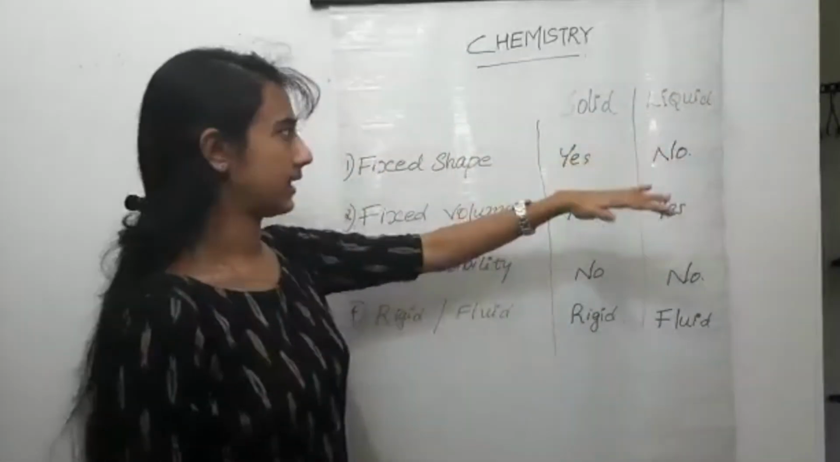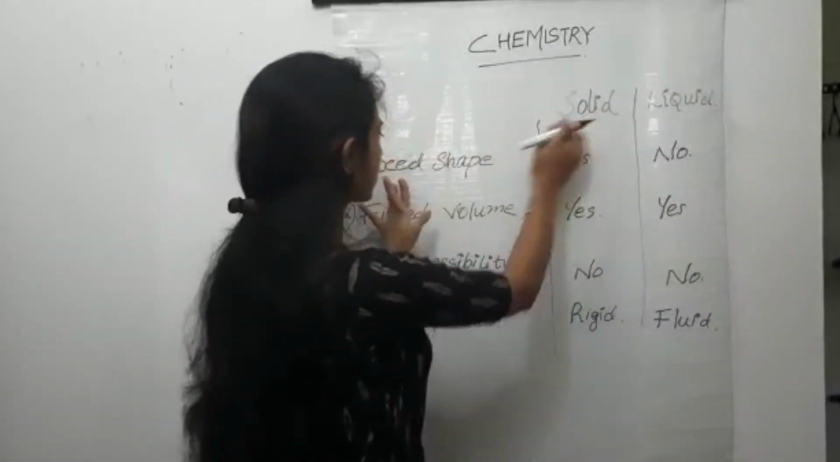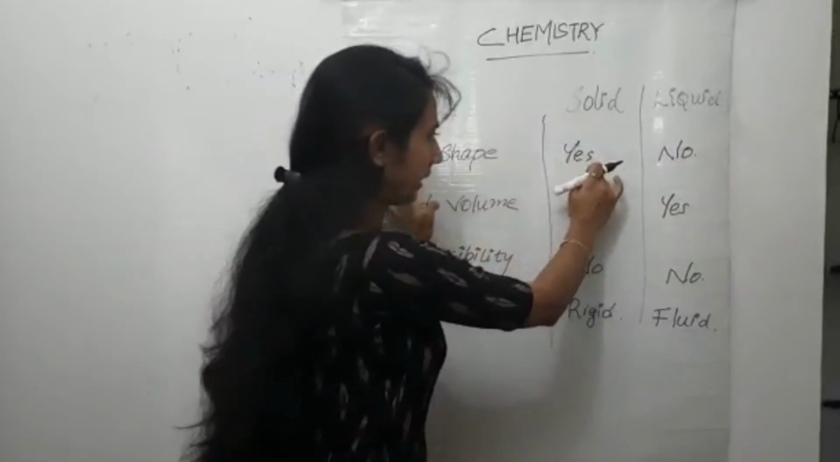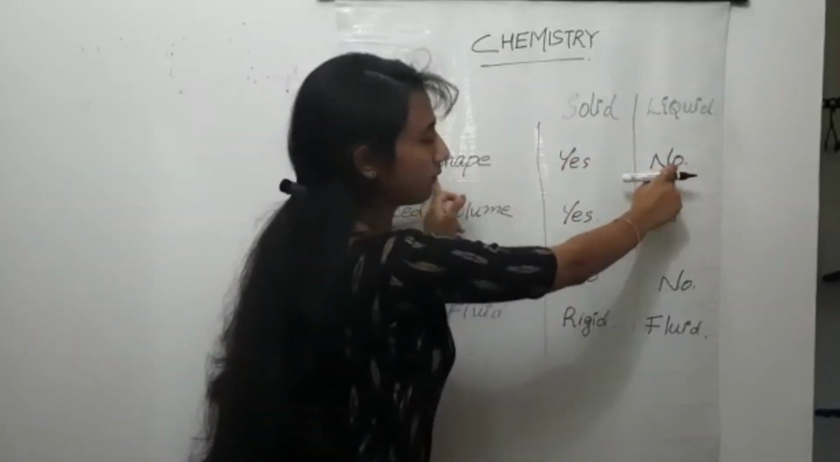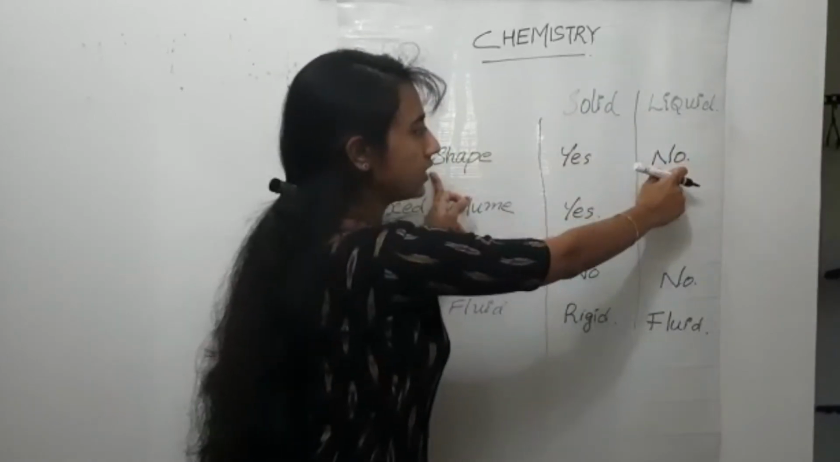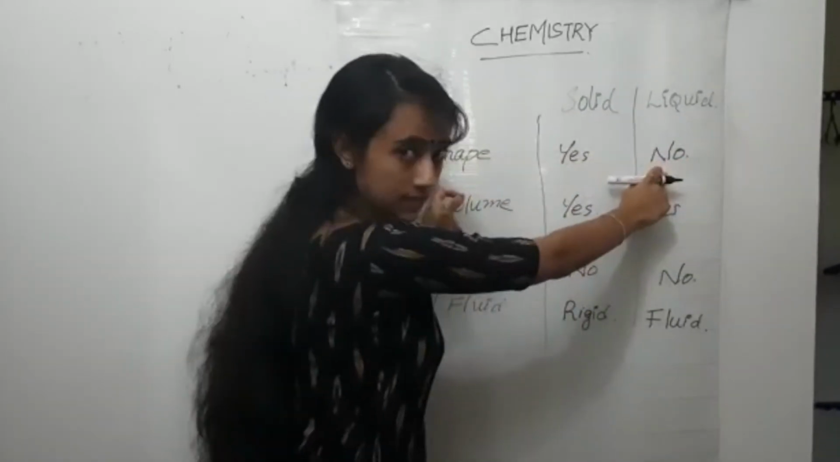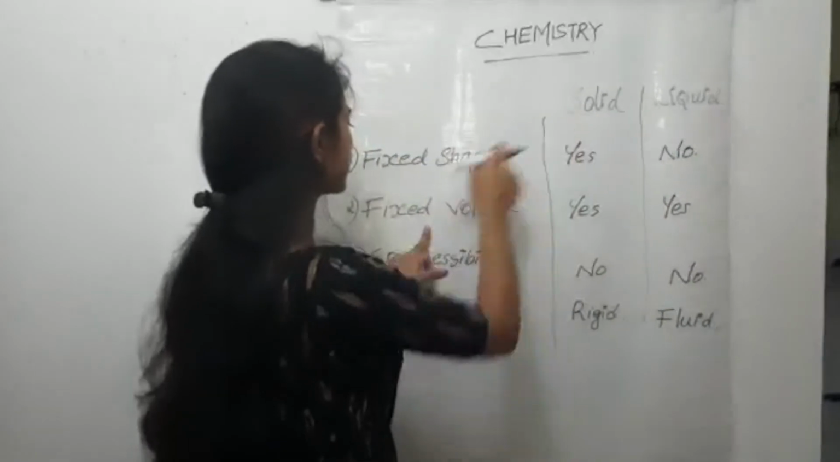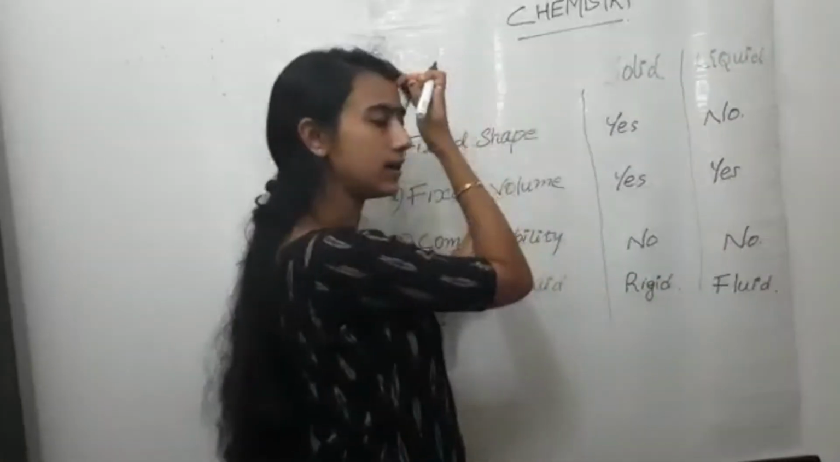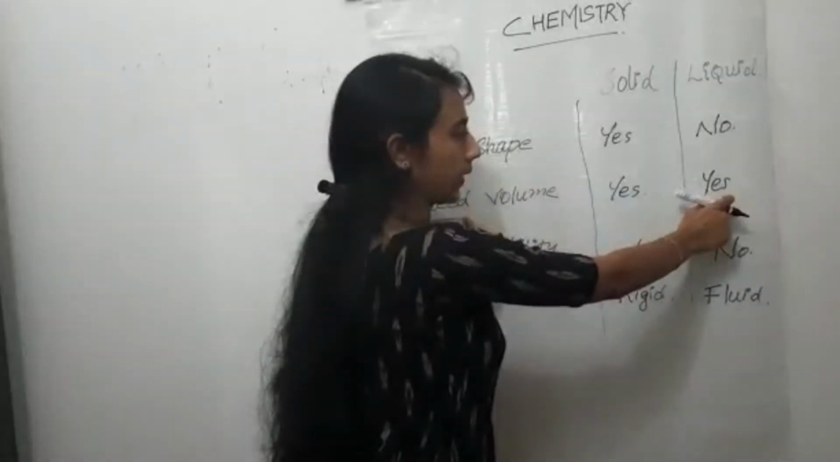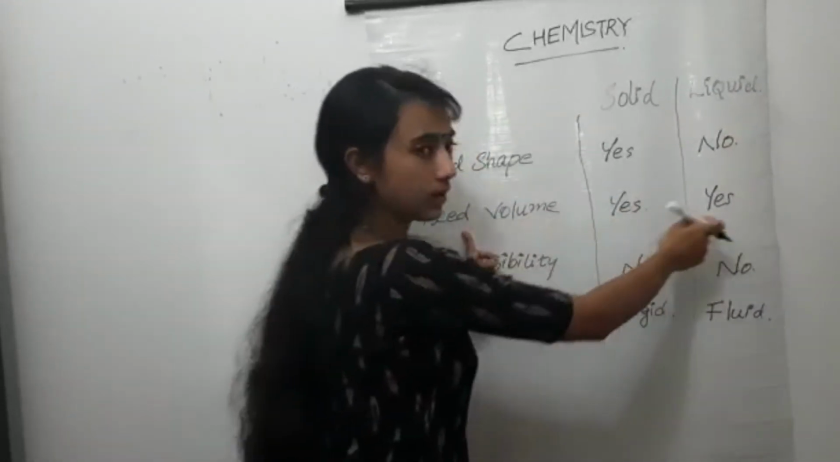Once again, I will say that solids have a fixed shape, but for liquids, the shape will change. The shape will change for liquids, so it does not have a fixed shape. Solids have a fixed volume. We can't change the volume of a solid. Liquids also have a fixed volume.